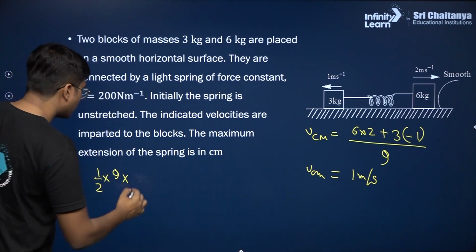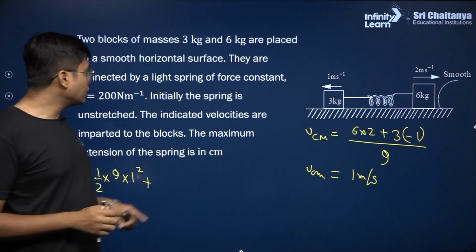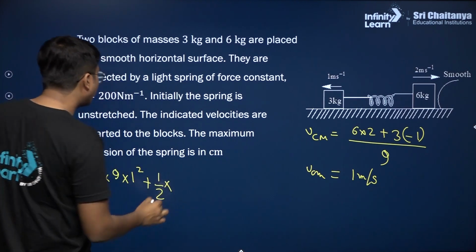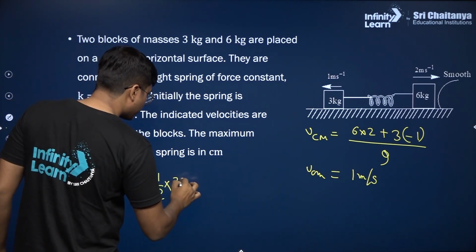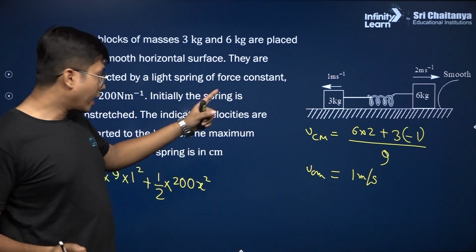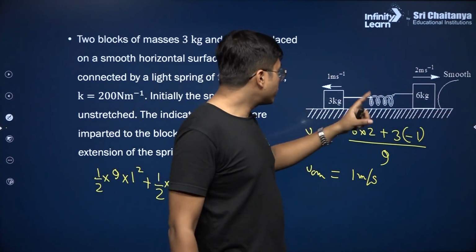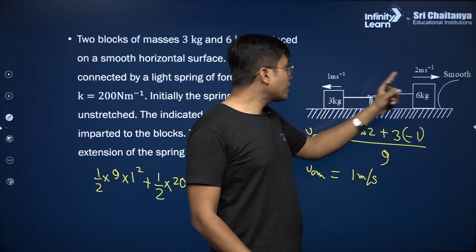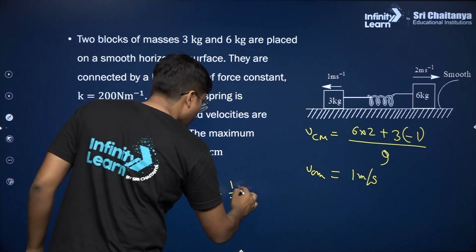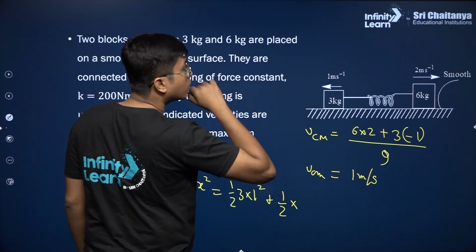Directly I'll put in the relation 1 square, plus there's also another energy trapped in there, and that is the potential energy of the spring, given by half kx square. So half into the k value, 200, into x square. That x square is what we need to find. This is the energy, right? And this has to be equal to the initial kinetic energy of the system. Initially the spring was unstretched, but both of them had their own kinetic energies. So that would be equal to half into 3 into 1 square plus half into 6 into 2 square.